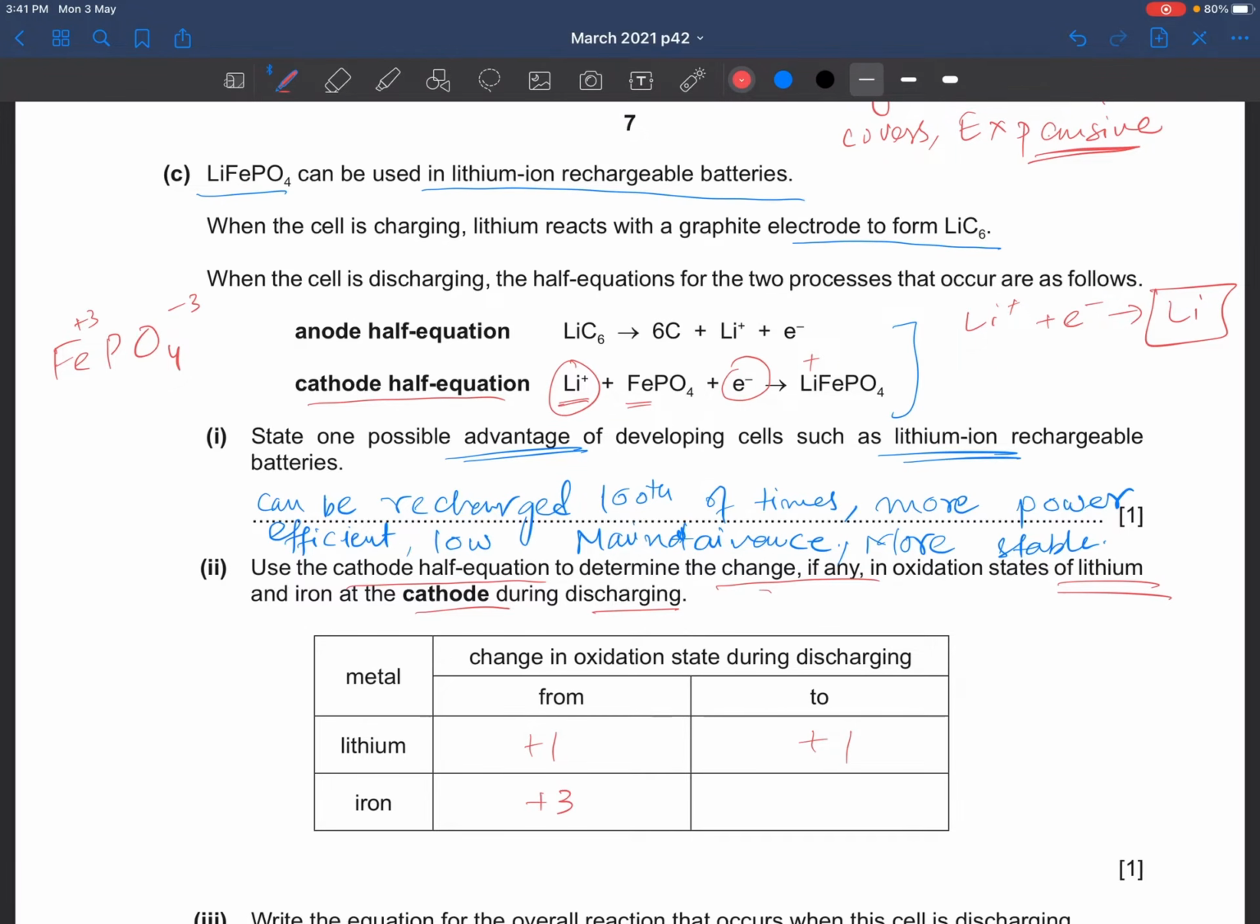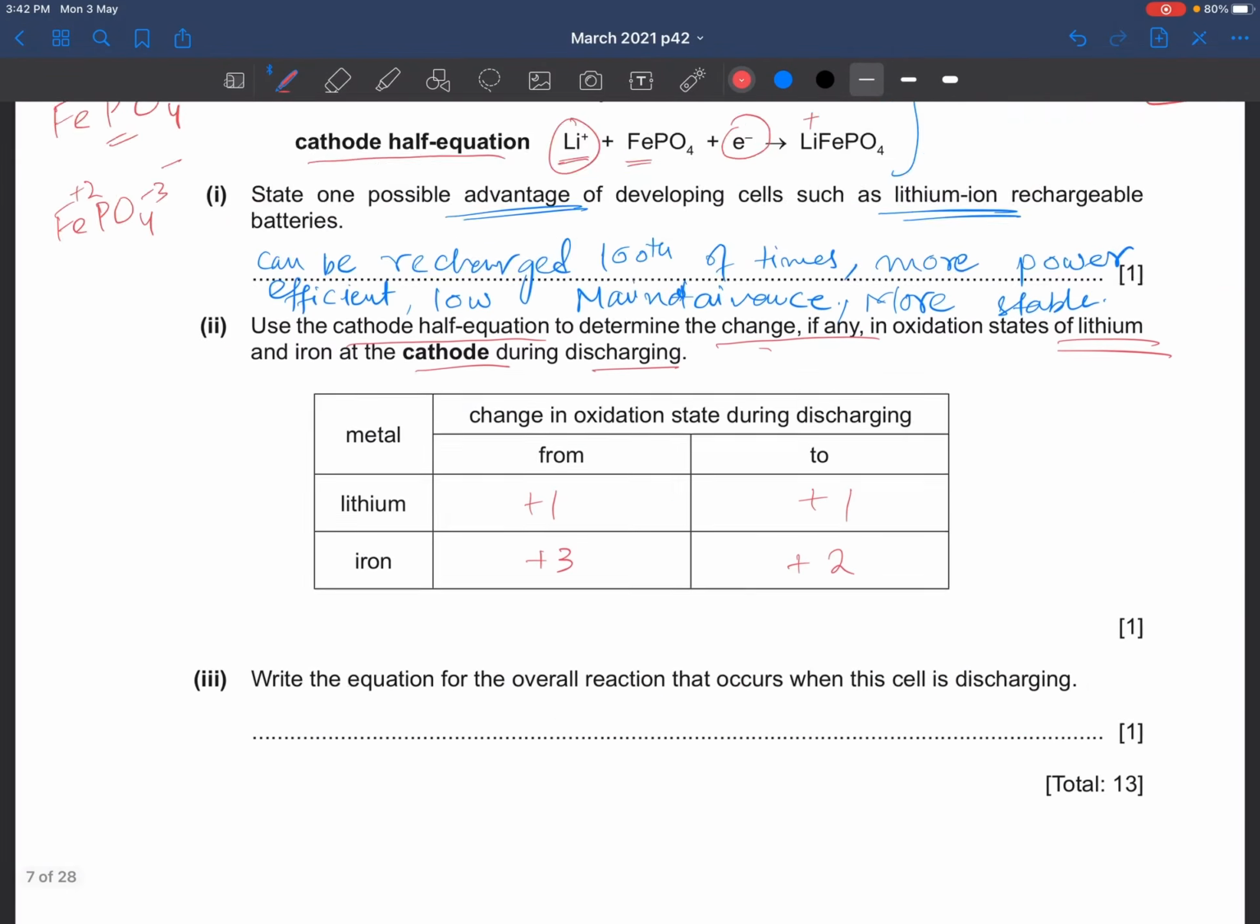So iron was +3, and then it gains an electron, since phosphorus is an element from the 3rd period, it has more shells, so it can gain an electron. So it becomes FePO4 minus, right? So the overall charge is now minus, phosphate ion is -3, so iron is now +2. So the oxidation state of iron changes from +3 to +2.